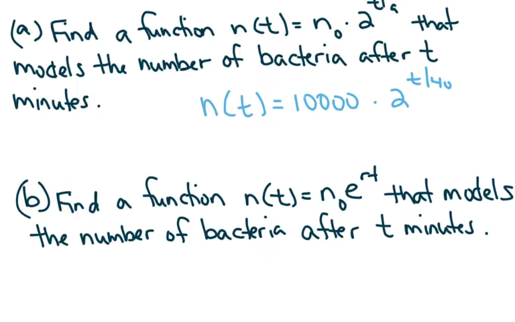Except I'm going to leave e raised to the natural log of 2 there, and I'm going to take the natural log of 2, and I'm going to multiply it by t over 40. That's, in essence, I'm going to multiply the natural log of 2 times 1 over 40. And I'm going to get e to the 0.0173 t. So either way I attack this problem, I come up with the same equation.